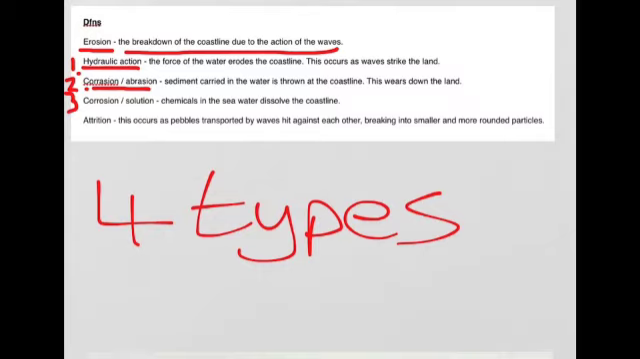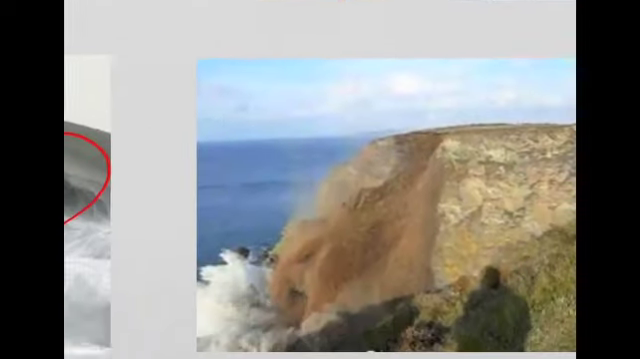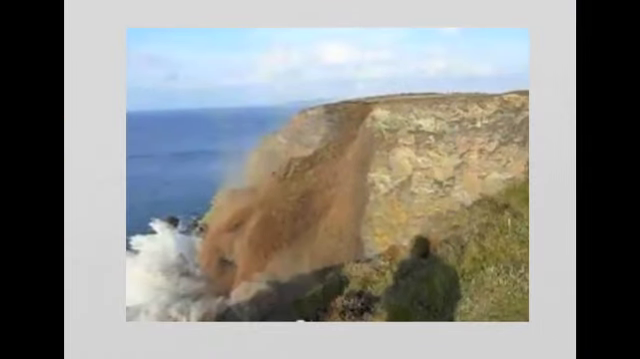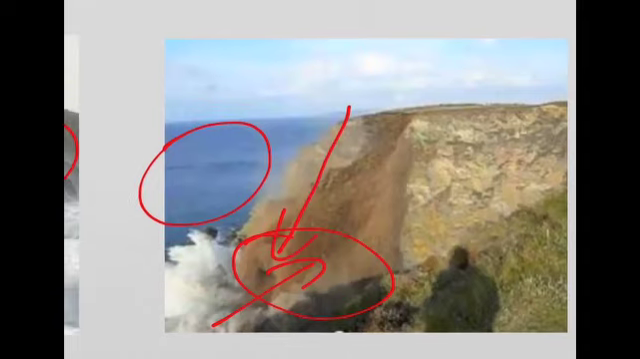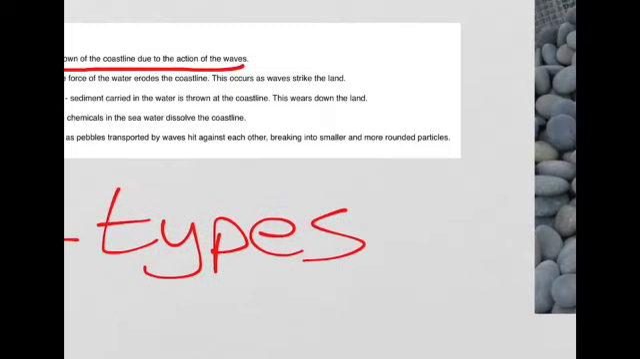Type 3 is corrosion or solution, and this occurs when chemicals in the seawater dissolve the coastline. So in this picture here, you can see that in the background we have a relatively calm sea. What has happened is the chemicals in the sea have dissolved the base of the cliff in this area here, and the cliff has slipped down and fallen into the sea. So, erosion occurring as a result of the chemicals in the seawater.